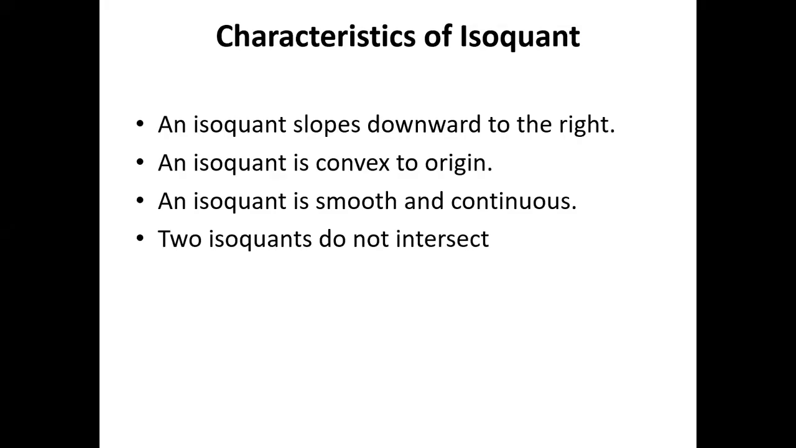So the characteristics of isoquants are as follows. Number one, an isoquant slopes downwards to the right. Number two, an isoquant is convex to the origin. Number three, an isoquant is smooth and continuous. Number four, two isoquants do not what? Intersect, or they do not crisscross. These are the characteristics of what? Isoquants. They are parallel to each other. Are we together on this slide?